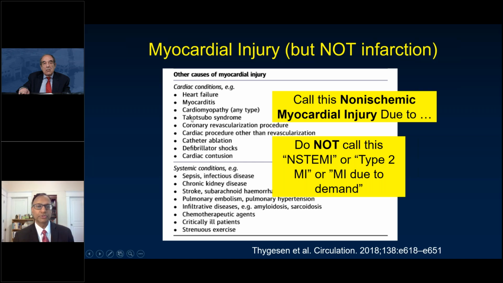Myocarditis, Takotsubo or stress-induced cardiomyopathy, defibrillator shocks, all of these can cause acute myocardial injury without infarction. So these should not be called type 2 MI, these should not be called NSTEMI, they should not be called demand ischemia because these are not ischemic in their mechanism. Systemic causes include chronic kidney disease or end-stage kidney disease, sepsis, pulmonary embolism, and other causes that are listed here.